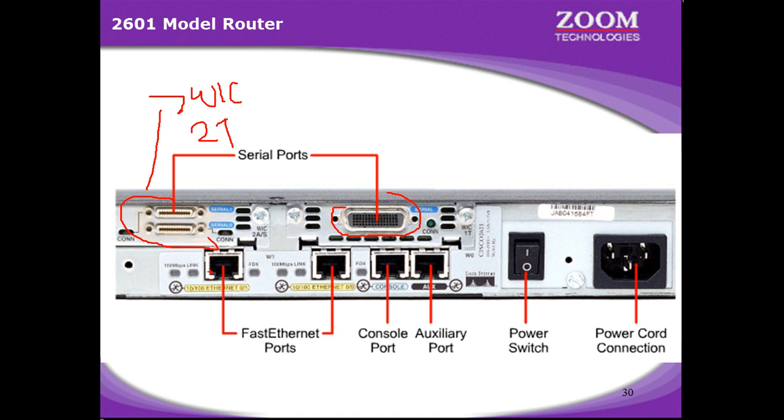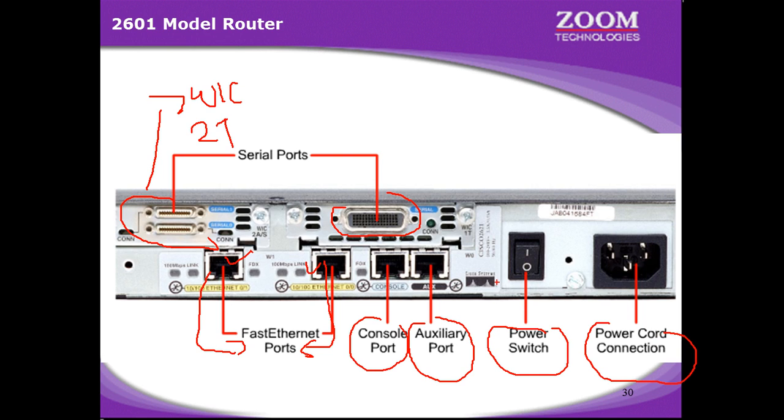There is an Ethernet port. It may be Fast Ethernet or Gigabit Ethernet, depending. So there's one here and one here, so two networks I can connect here. Then there's a console port to configure the router, an auxiliary port to configure remotely, a power switch to turn on and off, and the power connection here. And this is the Cisco logo. So that is a router.